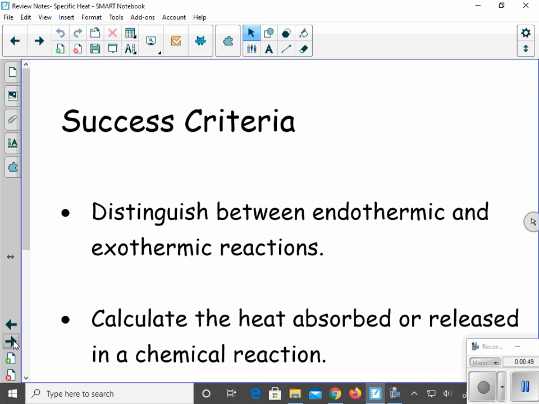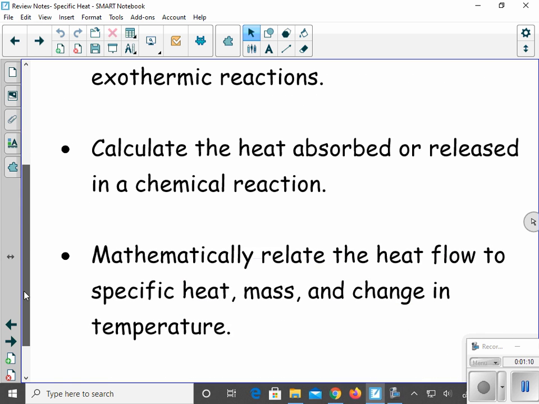Now, our success criteria. We need to be able to distinguish between an exothermic and endothermic reaction. Whether heat is given off, whether heat is taken in. We need to be able to calculate the heat absorbed or released in a chemical reaction. And finally, mathematically relate the heat flow to specific heat, mass, and change in temperature.